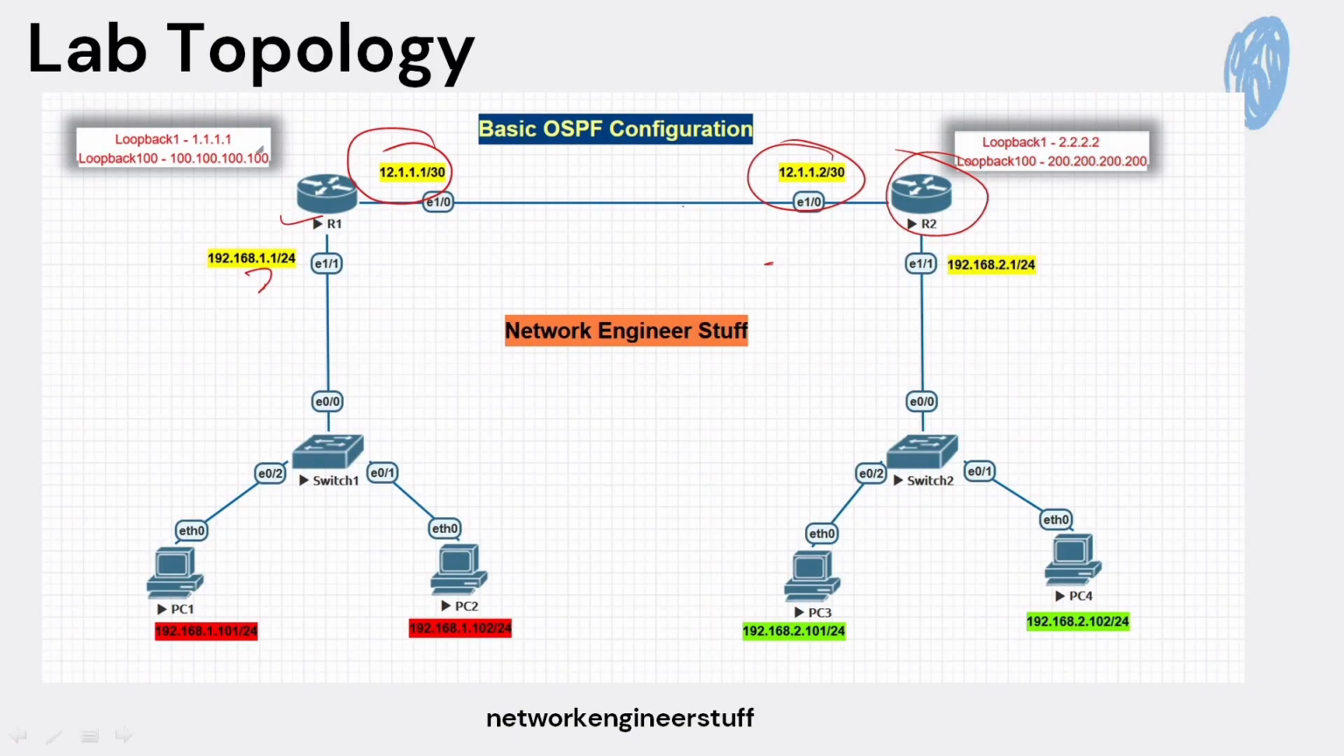12.1.1.2/30. So I've used this IP addressing over here, and for the LAN side of R1 I've used the subnet 192.168.1.1, and on the R2 side I've used 192.168.2.1/24. I've also configured the PCs. So I do have this lab. I'll just share it.